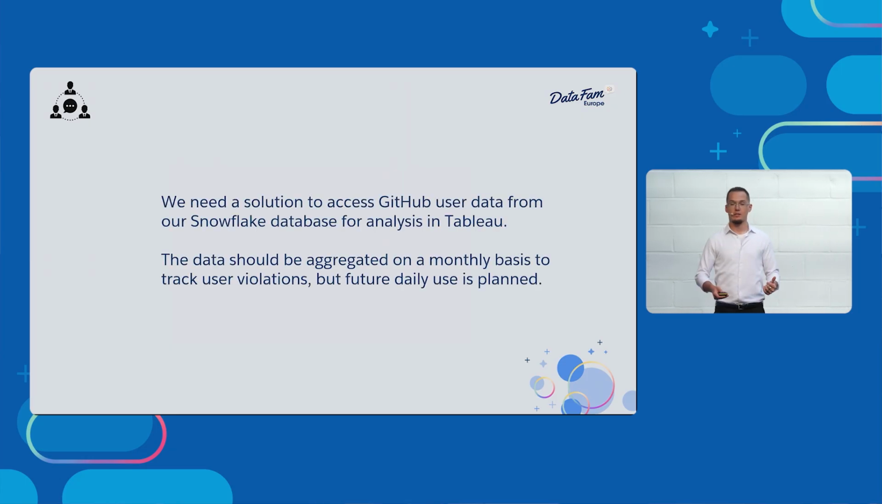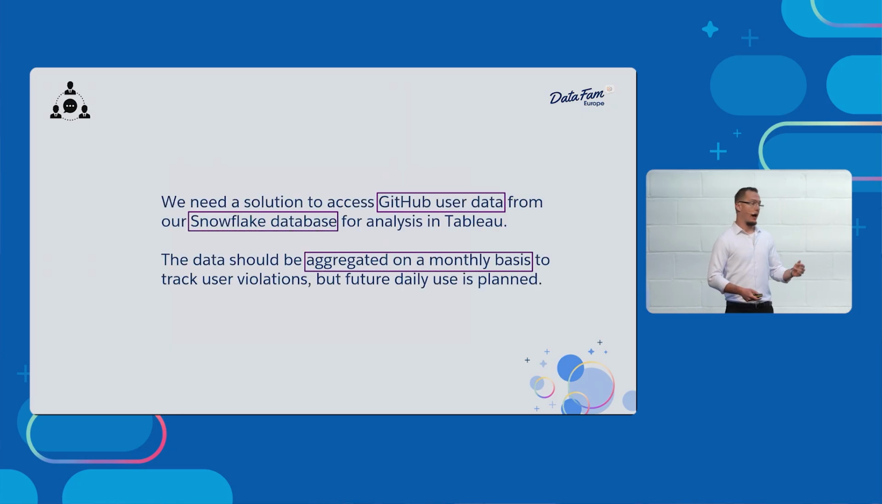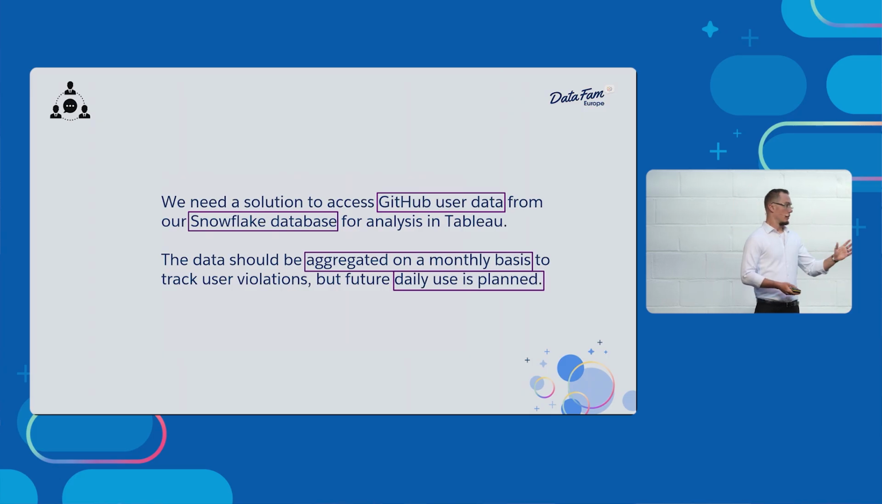So instead of this, be more specific. I need GitHub user data only. I need it in Snowflake because I know this works well for my case. I want it aggregated by month, and I want it on a daily basis. Now, as a data engineer, I'm receiving a very simple message. Aggregate this stuff in the pipeline, do it on a daily basis, there's no on and off.